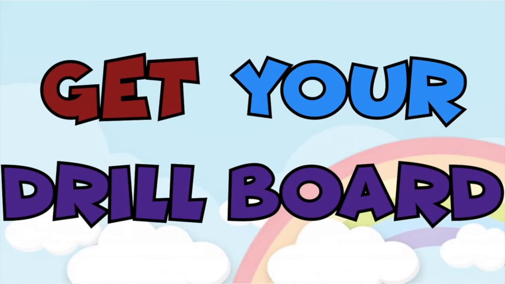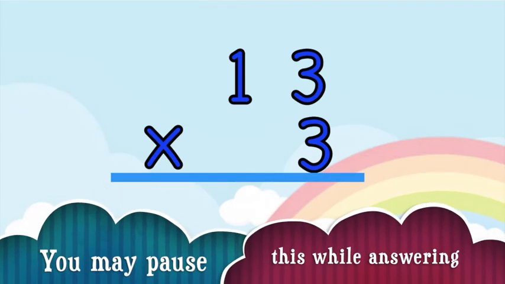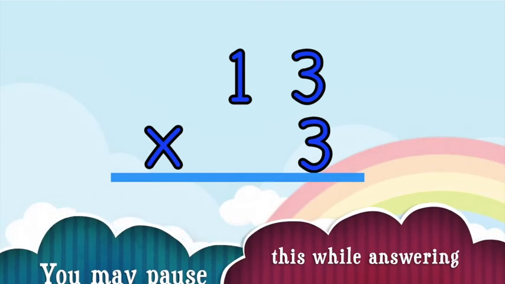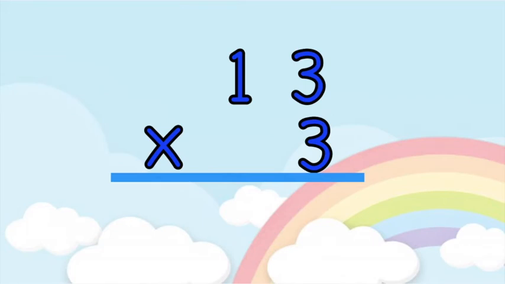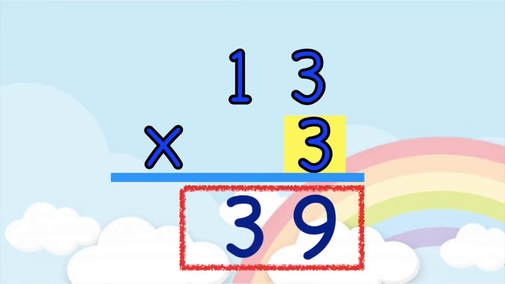So now, children, it's your turn. Get a piece of paper, or if you have drill board, you may use it. Let's have the first one. 13 times 3. Let's solve it together. 3 times 3, 3, 6, 9. Very good, that is 9. How about 3 times 1? Good job, that is 3. So the product of 13 and 3 is 39.